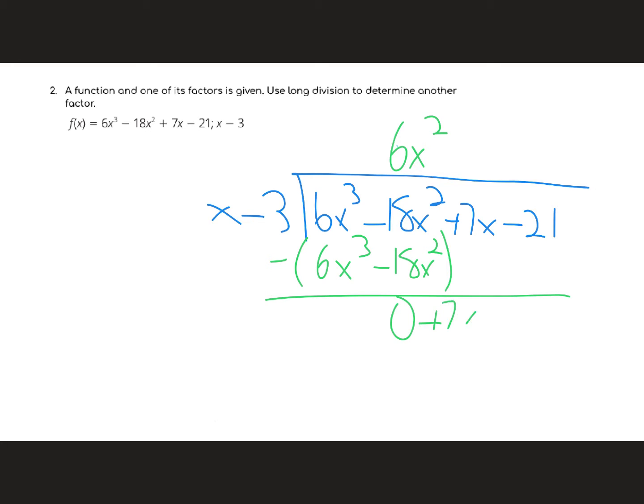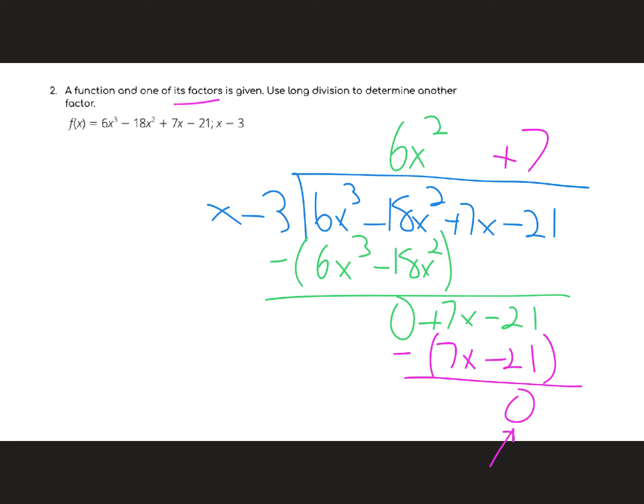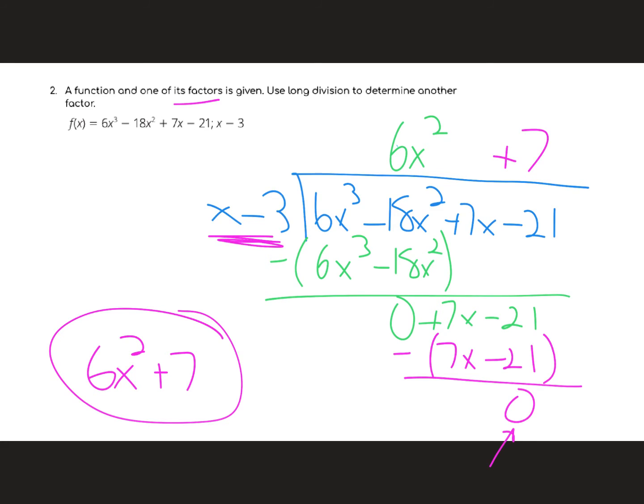So I need to bring down both the 7x and the 21. Now my question is, x times what is 7x? So that's going to be 7. That's going to be 7x minus 21. Subtract, I get 0. That's a good thing because we're dealing with factors. So our new factor is 6x squared plus 7. If that was a quadratic that we could factor, then we could do some more work. We can't factor that. In fact, that doesn't have any real zeros, so we couldn't find any more real zeros. The only real zero would be if x were 3.